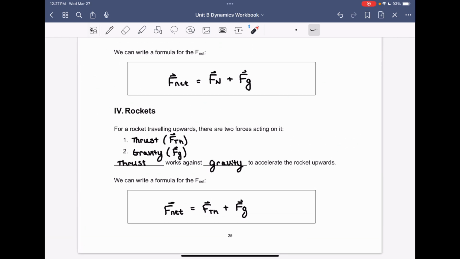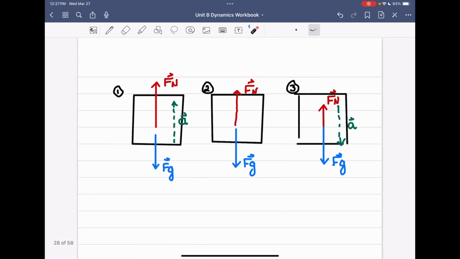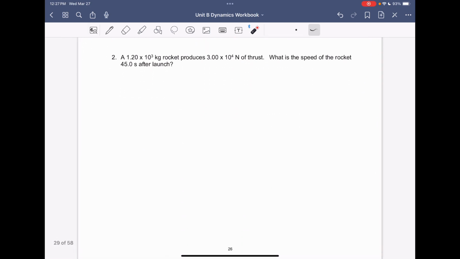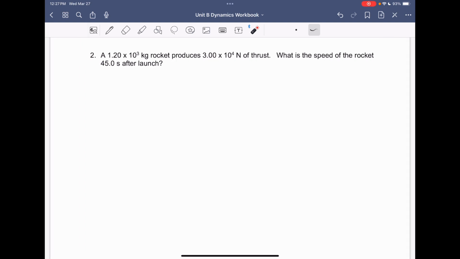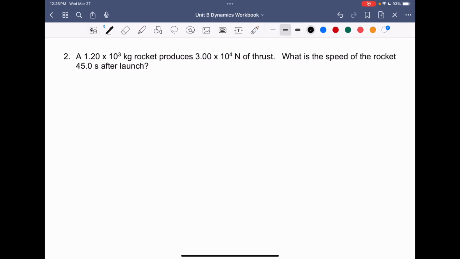Now, I'm going to flip over and we're going to use this information that we need a certain amount of thrust to overcome a certain amount of gravity, which would cause the rocket to accelerate upwards, and we're going to use this new Fnet statement here. Okay, last problem. We have a certain rocket that has a mass of 1.2 times 10 to the 3 kilograms, and it produces a certain amount of thrust, 3.00 times 10 to the 4 newtons. This would actually be a little more. So I'm going to say this is our FTH right away.